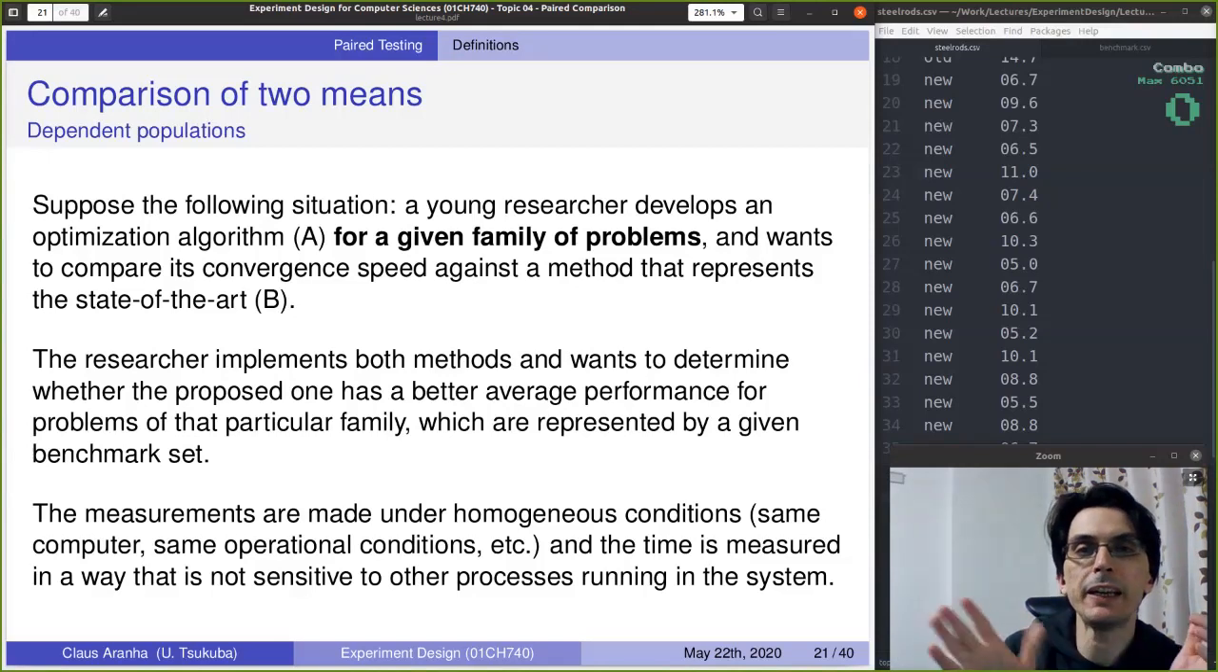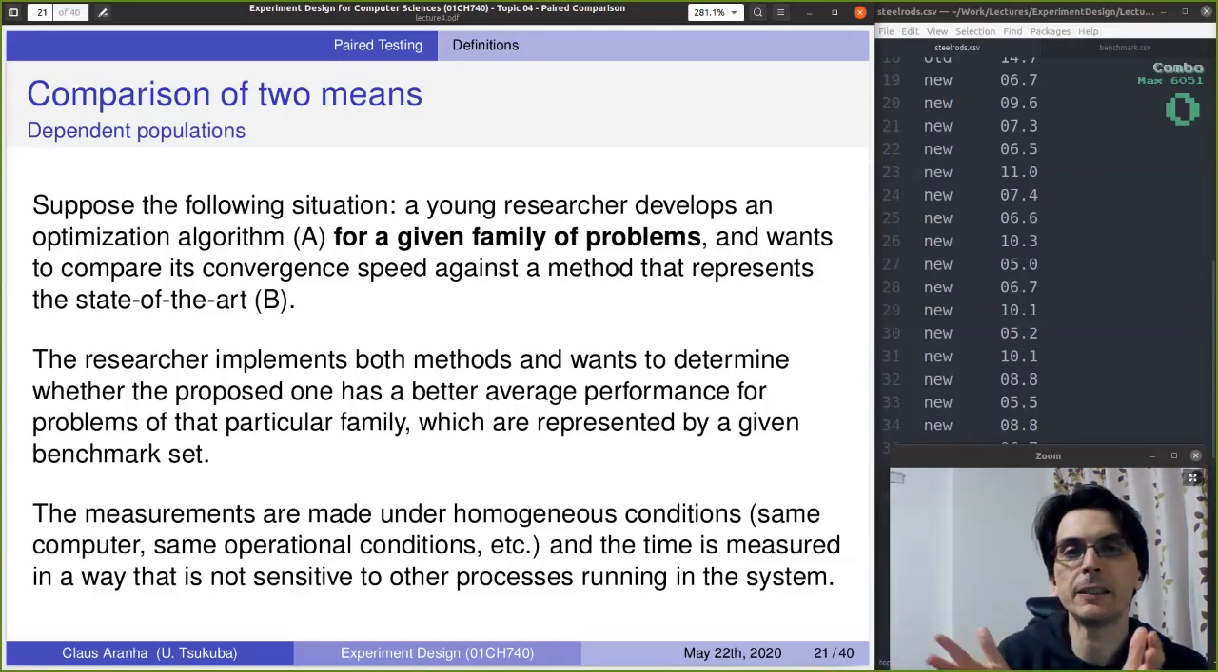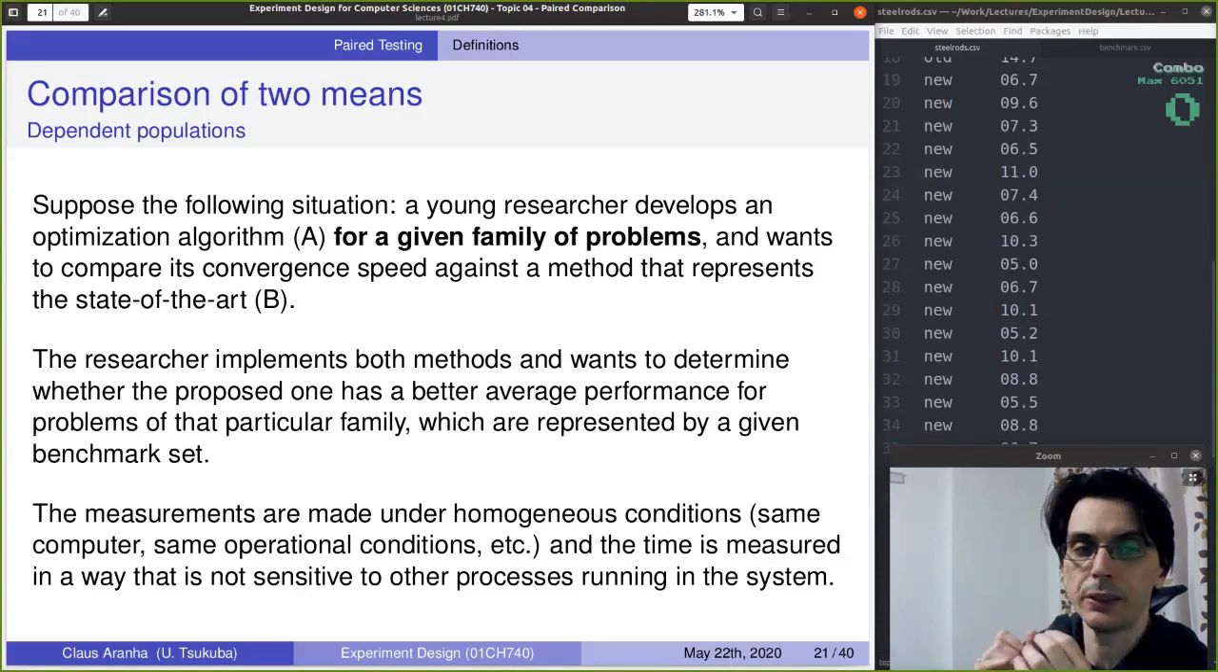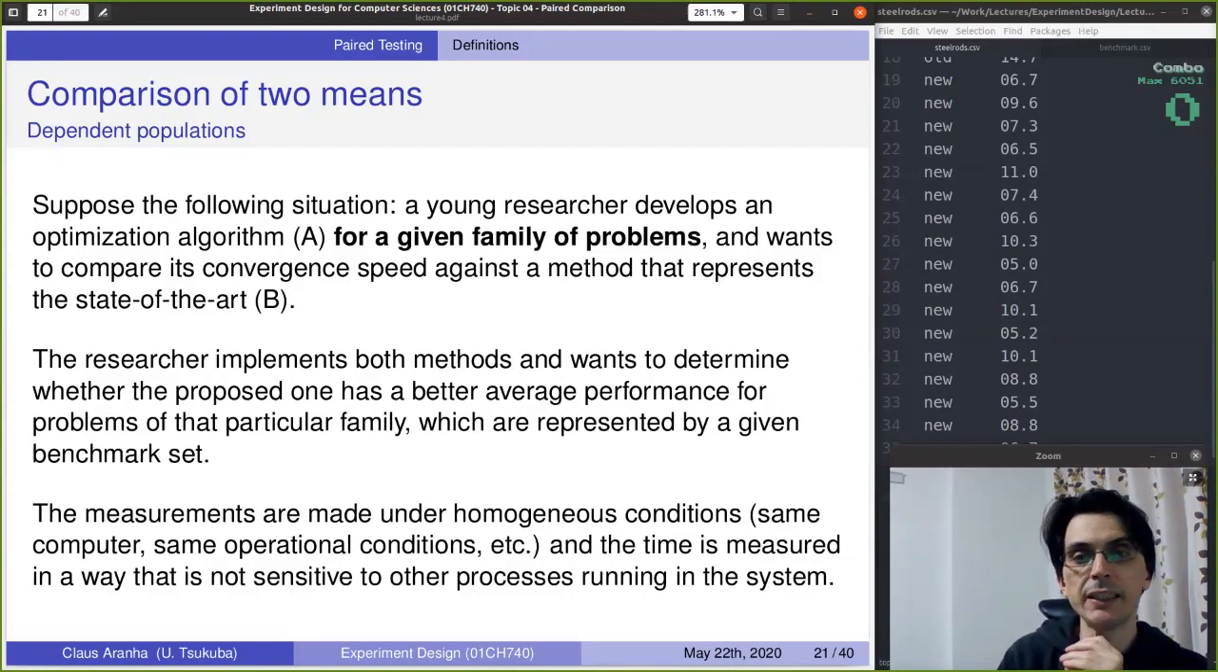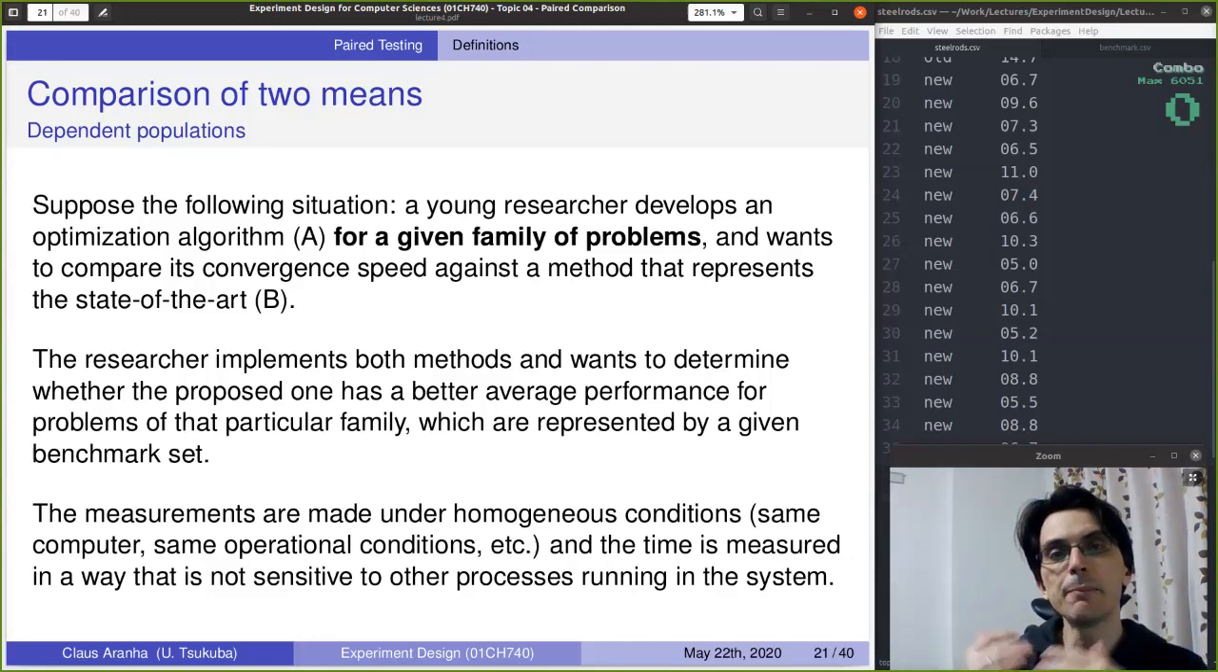So if you compare A and B on a very big graph, it will be very slow. But if you compare A and B on a very small graph, it will be very fast, okay? But besides the difference in the problem instances, the researcher guarantees that the measurements are made under the same conditions. So it's the same computer for both methods, the same system, the same load, etc. Also, the time is measured in a way that is not sensitive to other processes.